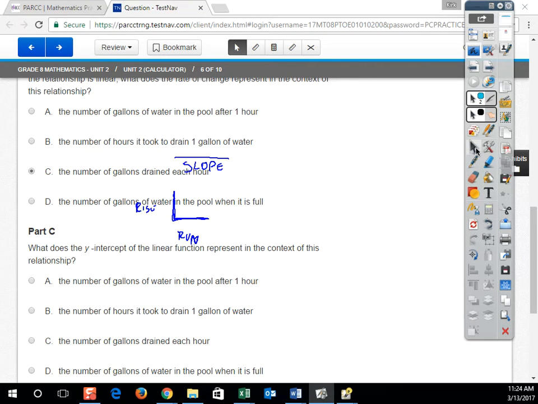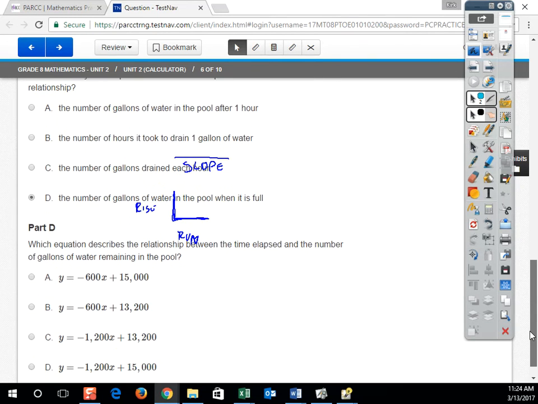So, A says the number of gallons of water in the pool after 1 hour. No. The number of hours it took to drain 1 gallon. No. Number of gallons drained each hour. No. Number of gallons of water in the pool when it is full. Yes, because at 0 hours, the pool is full. Question D.